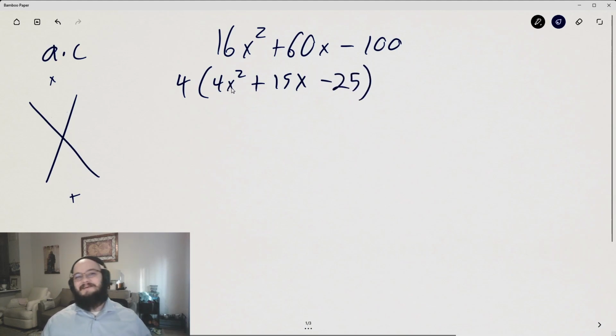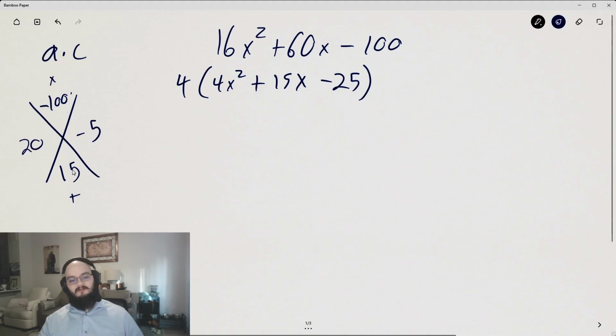Let's see if this quadratic here is factorable. 4 times negative 25 is negative 100. So we need something that multiplies to negative 100 and adds together to make 15. Well, we can work with positive 20 and negative 5. Those will add together to make 15, and they multiply together to make negative 100.